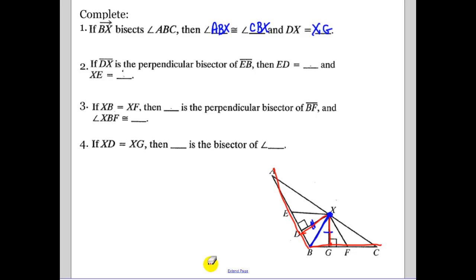Okay, next. DX is the perpendicular bisector of EB. Then ED is going to be equal to DB. And XE is going to be equal to XB. Because X is on our perpendicular bisector, we're equidistant from the endpoints of our segment.